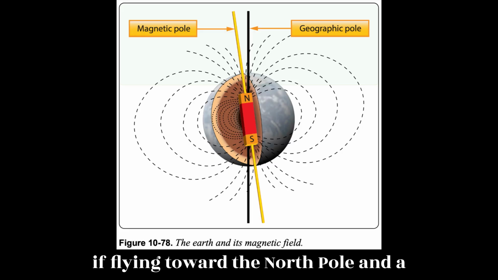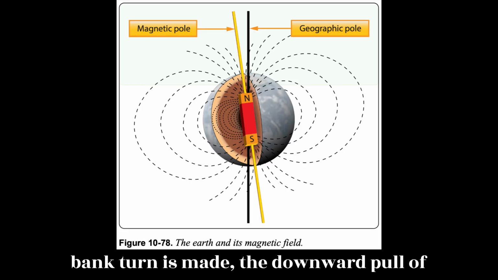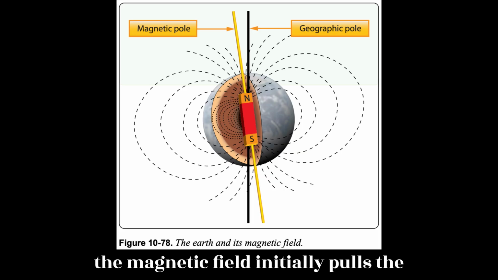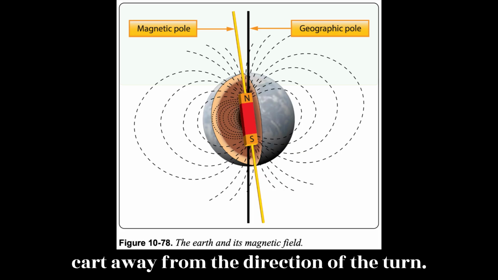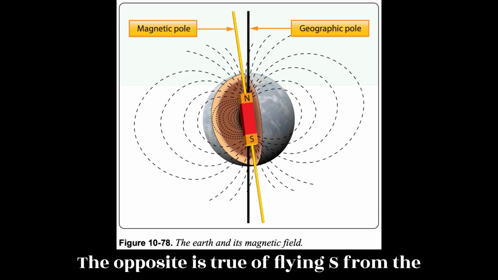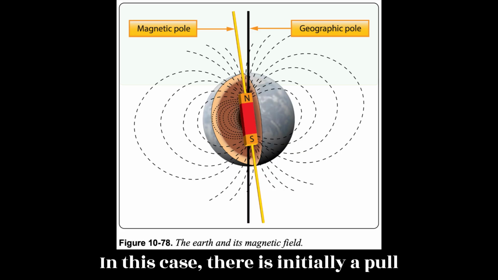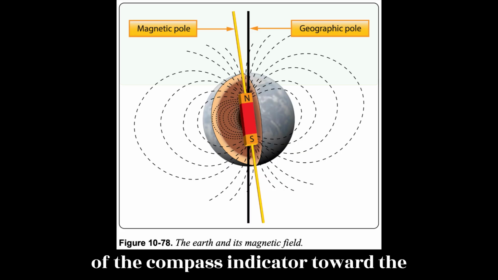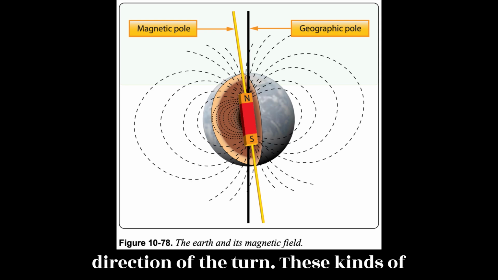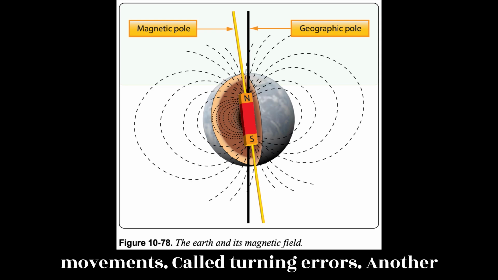Second, if flying toward the North Pole and a banked turn is made, the downward pull of the magnetic field initially pulls the card away from the direction of the turn. The opposite is true if flying south from the North Pole and a banked turn is initiated. In this case, there is initially a pull of the compass indicator toward the direction of the turn. These kinds of movements are called turning errors.